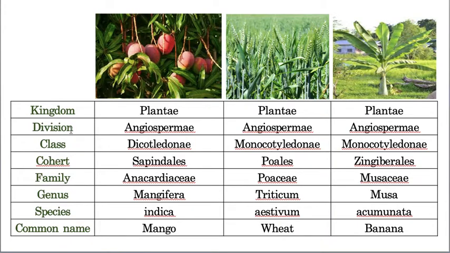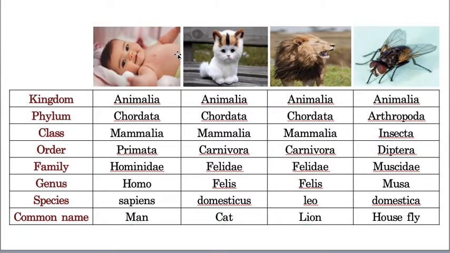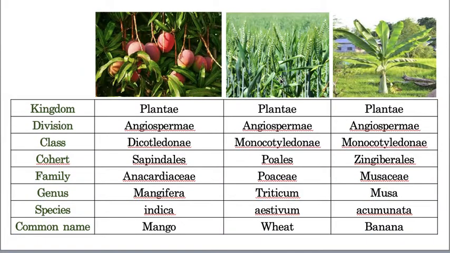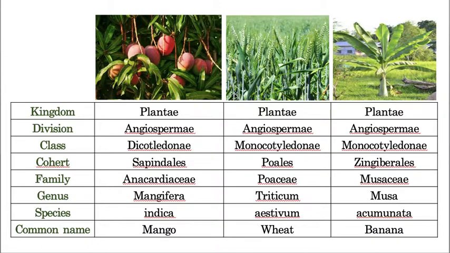Now you can see this second example. This is actually a wheat plant. Kingdom is Plantae, division Angiosperm, and class is Monocotyledons, and cohort, that means order, is Poales, and family is Poaceae, and genus is Triticum, and species is aestivum. So the common name of Triticum aestivum is wheat. Like that, you need to classify various plants.